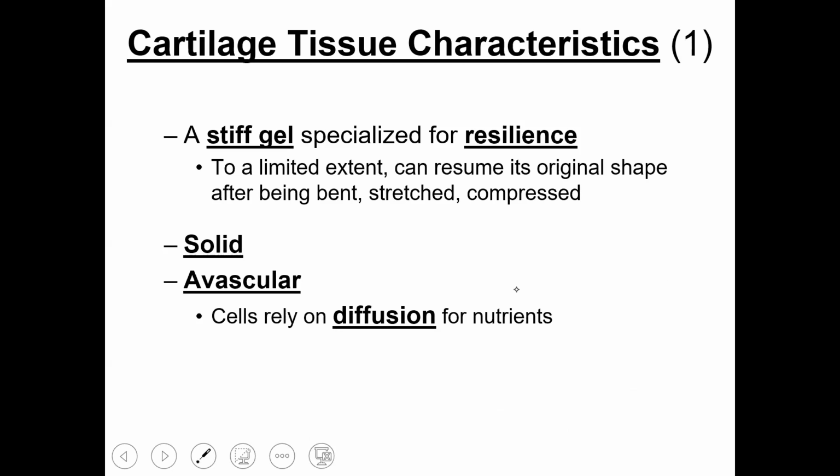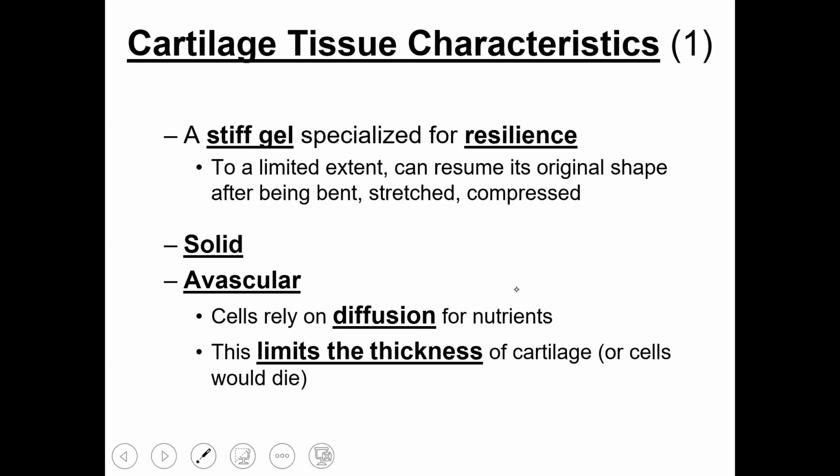Blood vessels grow around it. So the cells inside the cartilage have to rely on diffusion. Stuff has to leave the bloodstream and diffuse in the cartilage because the blood vessels don't go directly through it. But because it is avascular, it's allowed to be very solid, and because it's very solid, it can take a beating.